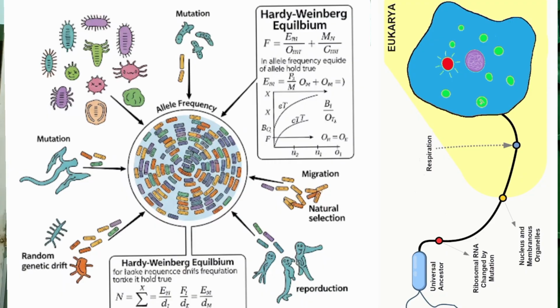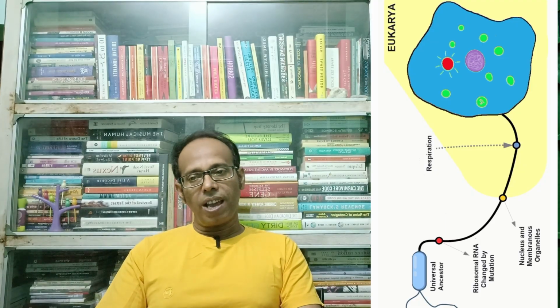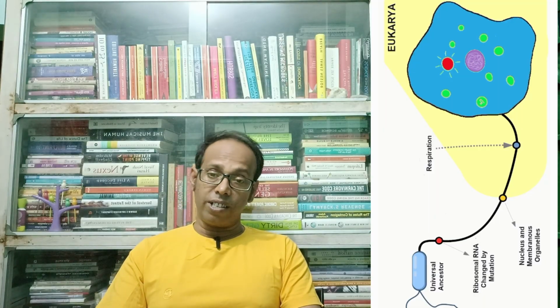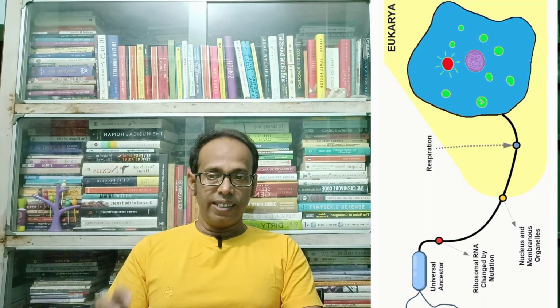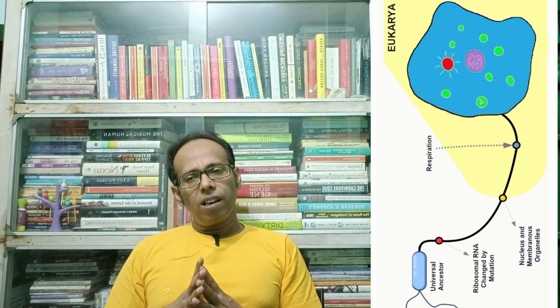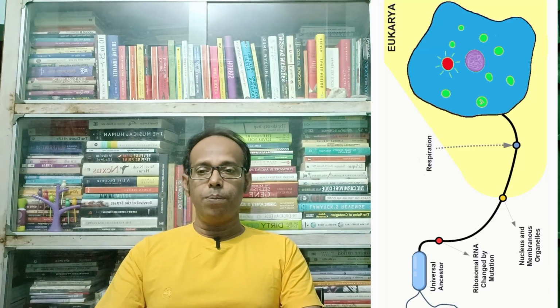There are 4 primary mechanisms of evolutionary change. One is mutation, that means random changes in DNA introduce new alleles. Two, migration or gene flow, movement of individuals alters gene pools. Three, random genetic drift, in a small population, chance events can shift allele frequency. And number 4 is natural selection. Advantageous alleles become more common because they increase reproductive success. Each of these can cause allele frequency to shift from generation to generation.